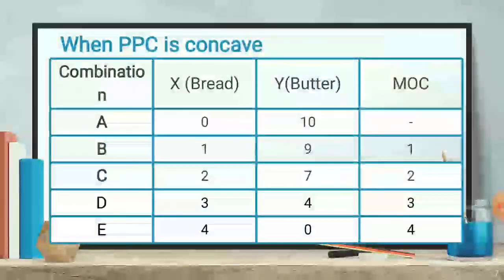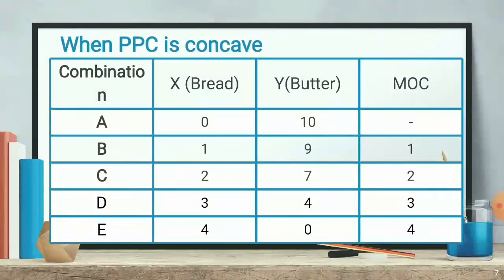Here I am showing you a table. In this table, just see here, two commodities we have taken, bread and butter. X denotes bread, and Y is butter. In the first column, we are showing the combinations. Combination means the possibilities in which the two commodities, bread and butter, can be produced with the same resources. Here the assumption is as before: resources are fully employed and fixed, and technology is unchanged.